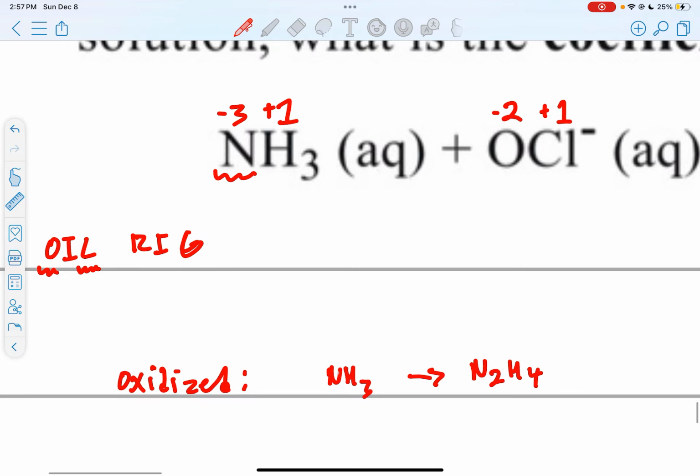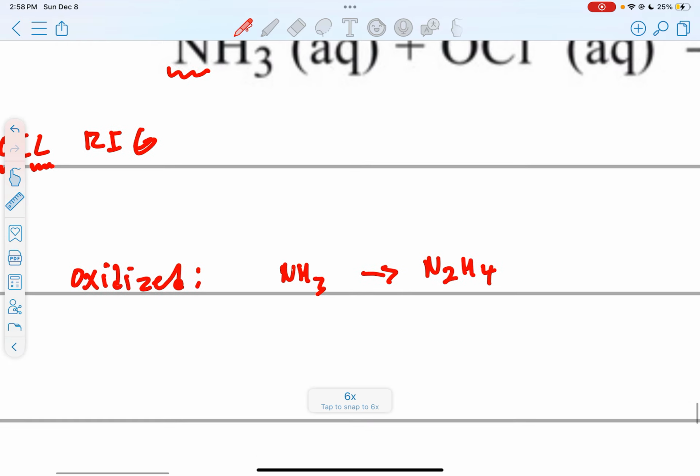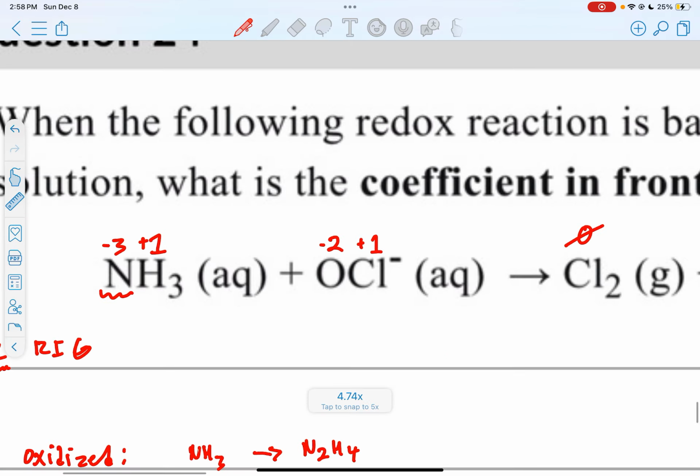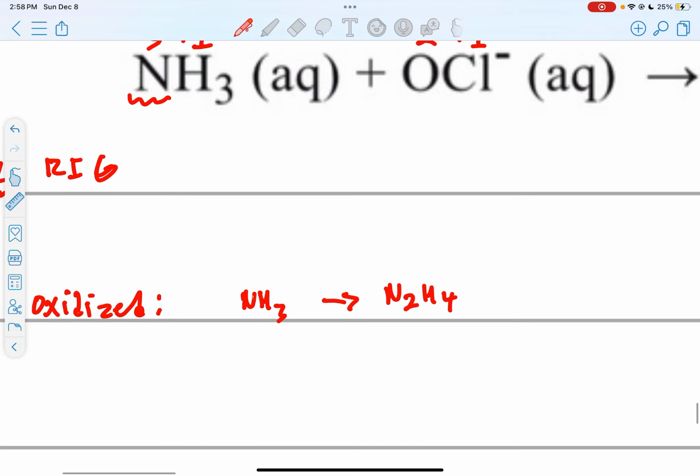And we'll do the reduction next. But first, let's look at this. How do we balance this? Let's just look at how we balance this, right? So first things first, okay? You have to ignore hydrogens and oxygens when balancing with coefficients. You don't need to worry about those until you add the hydroniums and you add the waters.